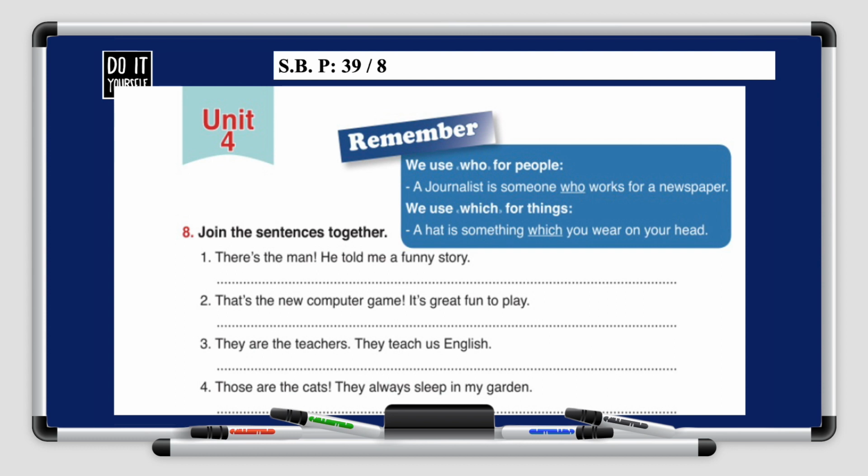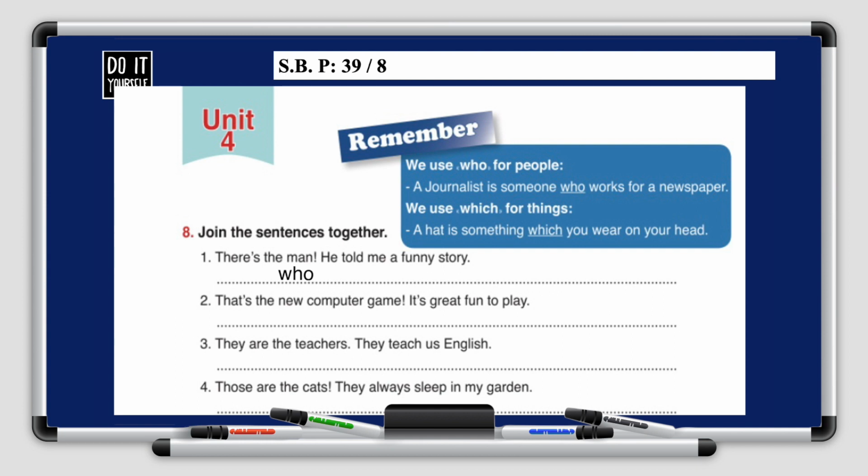Here we have 2 sentences, and we need to connect them together. So what are we going to use? Who or which? There's the man. The man is people, so we're going to use who. There's the man who told me a funny story. What else did we do? The pronoun he. We dropped it when we connected these 2 sentences together using who. There's the man who told me a funny story. We cannot say, there's the man who he told me a funny story.